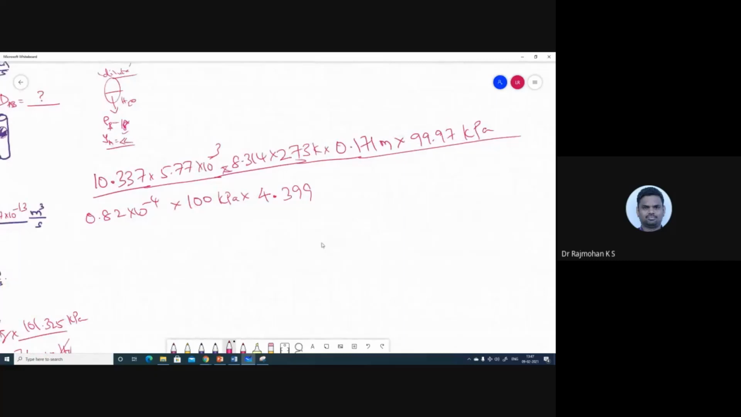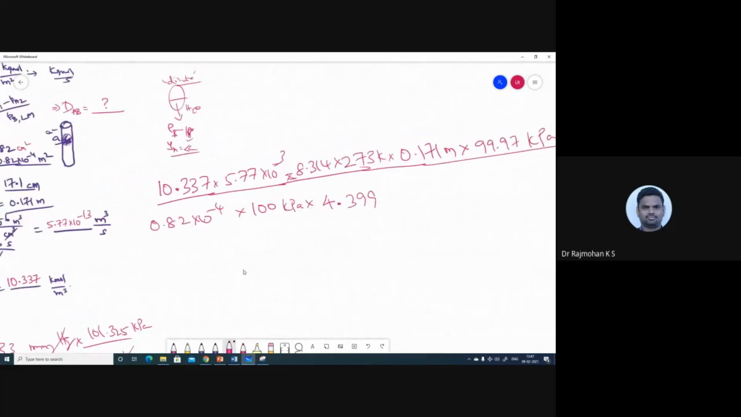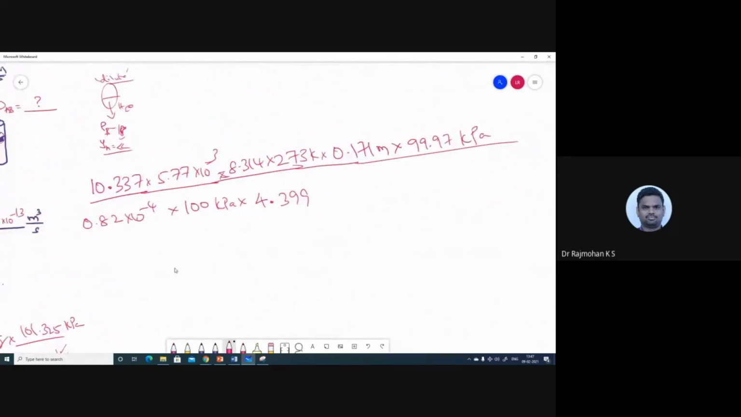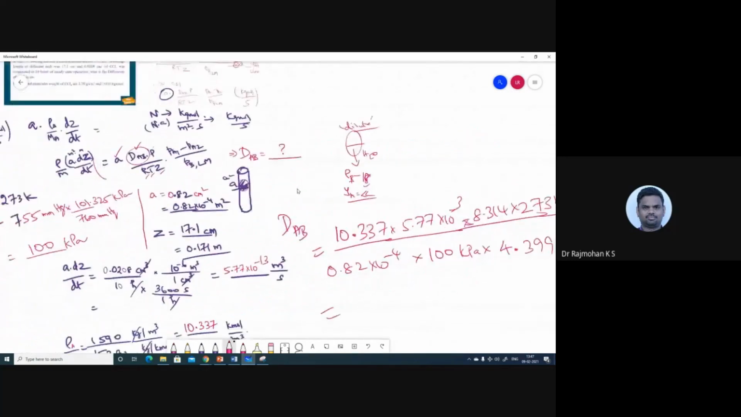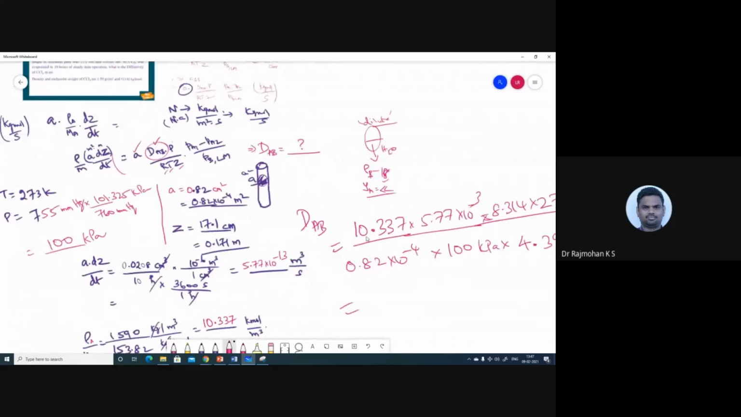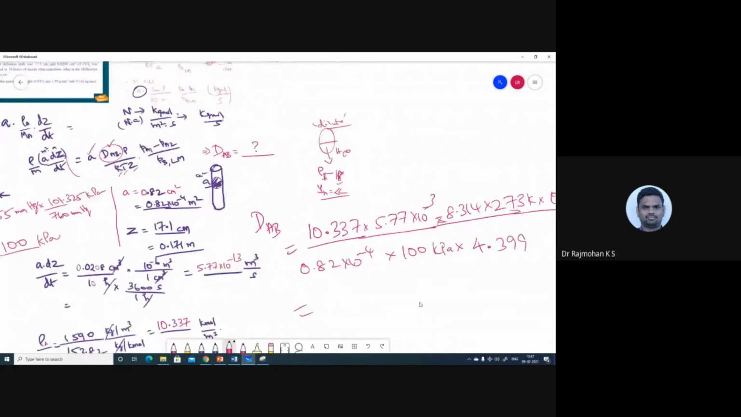Okay, so these all will be equivalent to DAB. So we have DAB equal to all these terms. We have taken care of the rho by m term, which is 10.337, and the A into dz by dt term, which is 5.77 into 10 power minus 3. So those are on the left hand side.